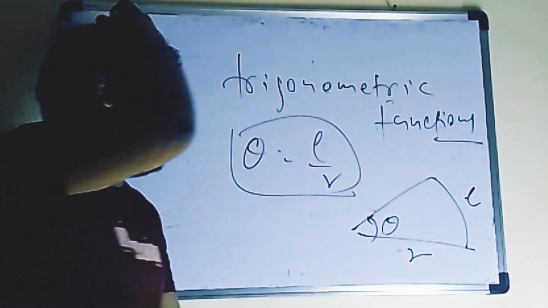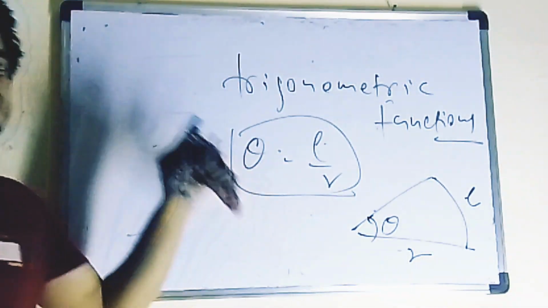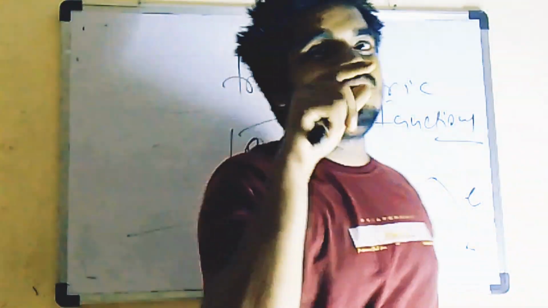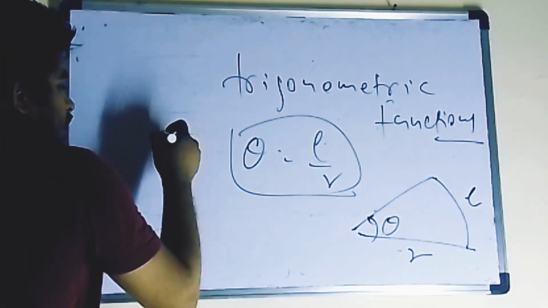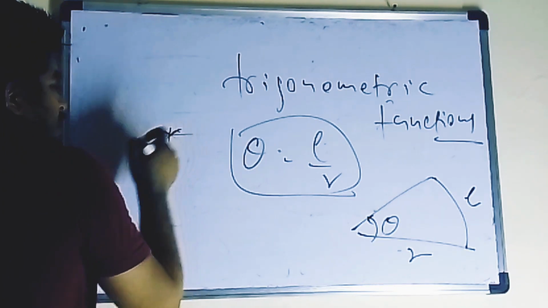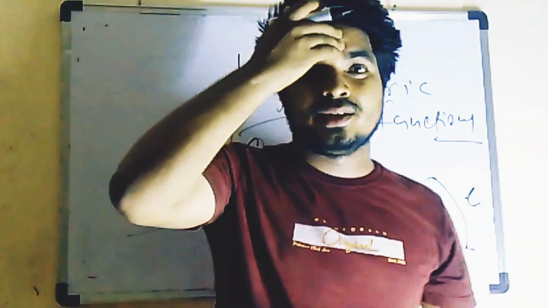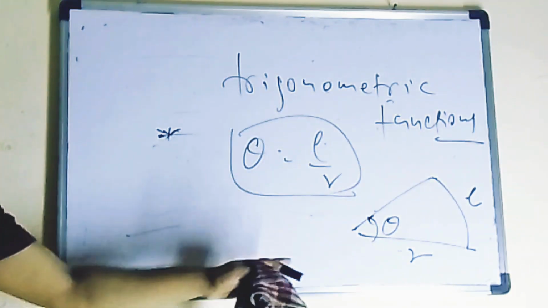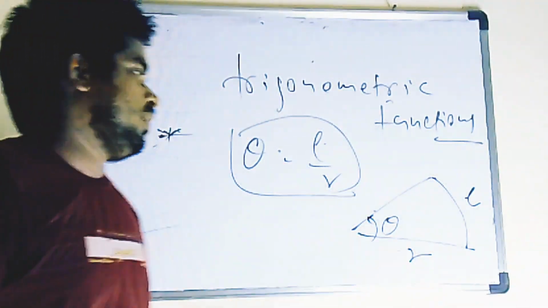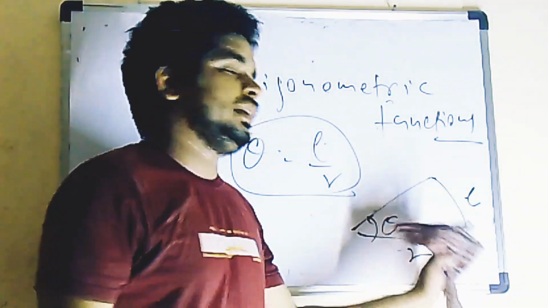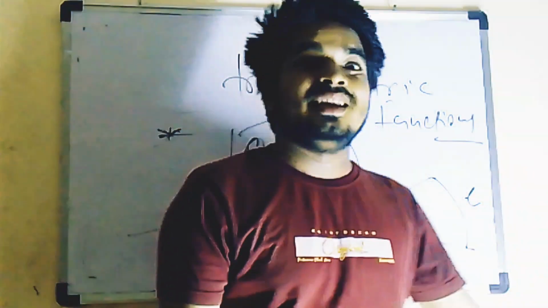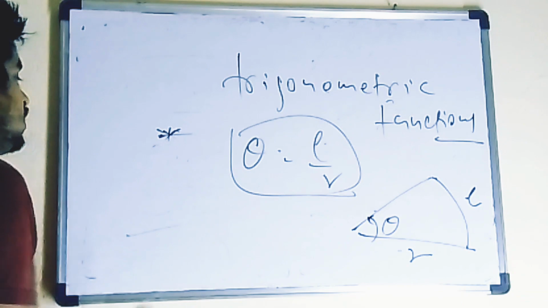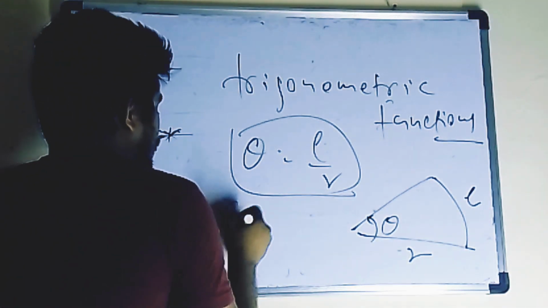I will use this concept in physics as well, when I do kinematics. This is a very important concept. From here questions come each year in JEE Mains and NEET examinations in physics as well. So here theta equals L by R. Obviously all of you know that theta here is in radian. We cannot put the value of theta in degrees here, so we'll use theta only in radian.